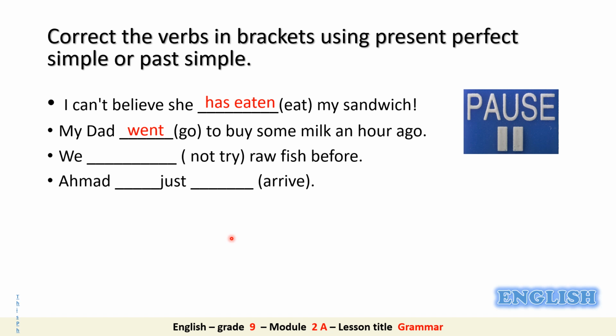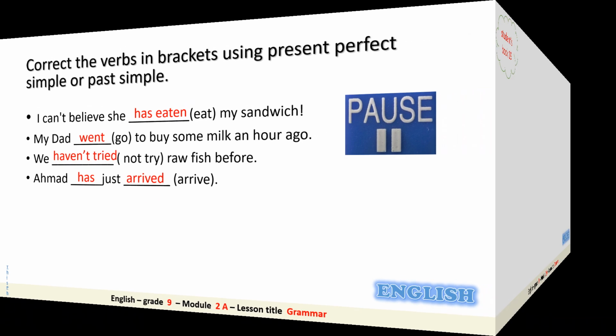3, what do you think? Brilliant. It's haven't tried. Here, the speaker talks about an action which he has never done before. And here we have the word before, which refers to the present perfect simple. The last one, excellent, has arrived. Ahmed is here now. So we say that he has just arrived. And here the word just also refers to the present perfect.